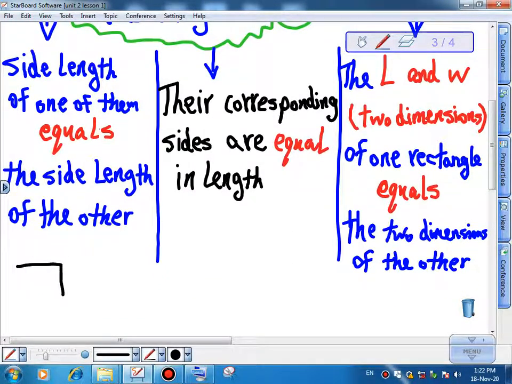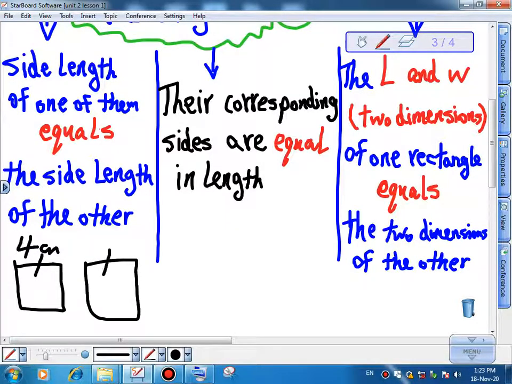We know that in any square, all sides are equal in length. So if I have any two squares like this, and this side length equals 4 centimeters and this side length equals 4 centimeters, I don't need to check the other sides. I don't need to get a ruler and measure the other sides. I have learned before that any square has the same length on each side.